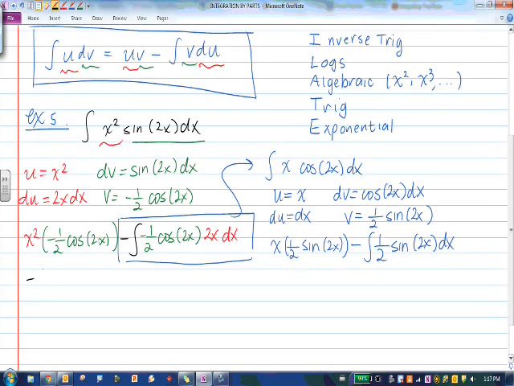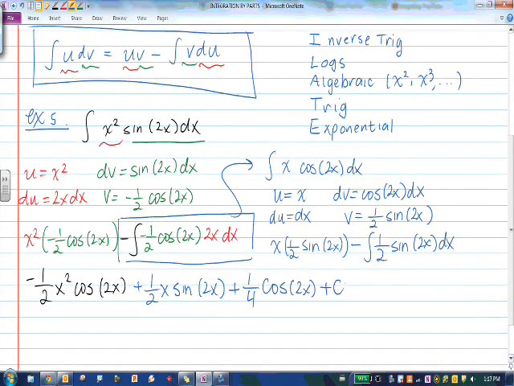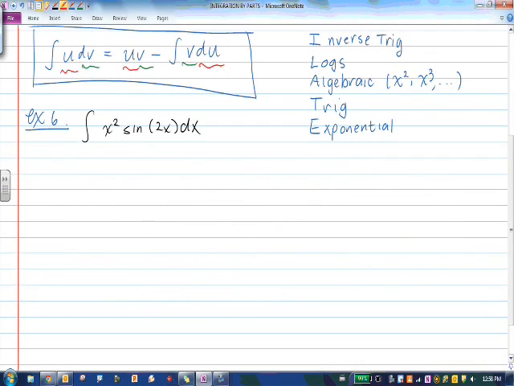So this entire problem took integration by parts twice, and if I simplify it, I get negative 1/2 x squared cosine of 2x, and the integral part looks like this, plus 1/2 x sine of 2x, and then another plus 1/4 if you do the integral, cosine of 2x plus c. There must be an easier way. It turns out there is.